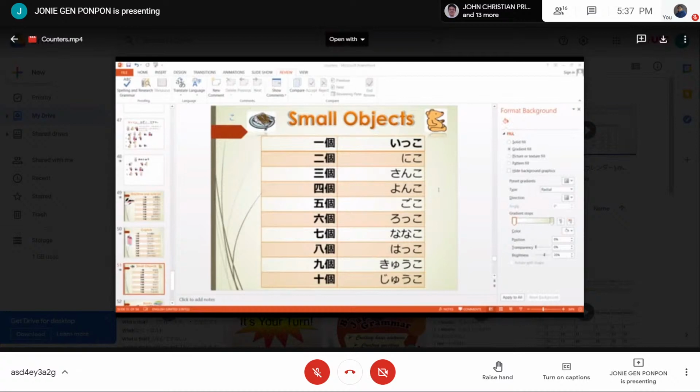The small objects here can be an apple, button, egg. A teddy bear is also possible, the small teddy bear, not the human size. If you say the human size, you can use the suffix tsu. Basically, small objects.